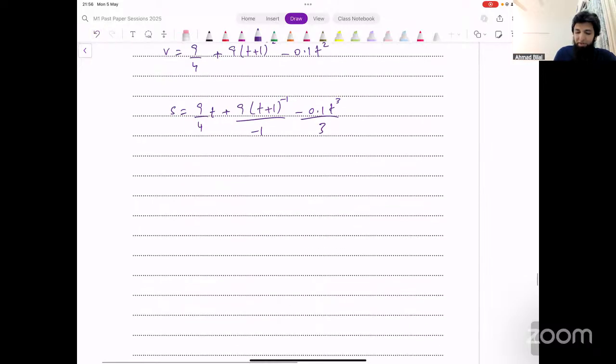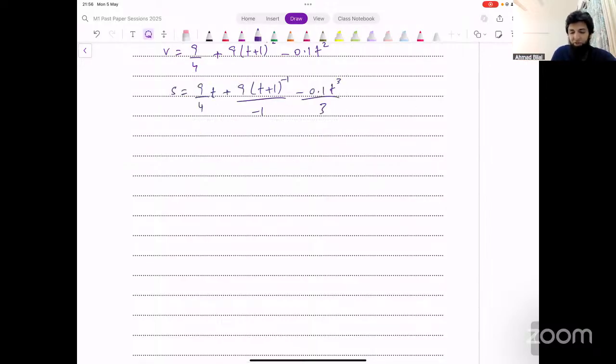That's what the displacement function turns out to be. If we had to find the displacement function, we would put plus c with this as well. But in this case, since we're just going to input limits, we would leave it as it is and simplify this and then input limits. How do you simplify this? It becomes 9 over 4t minus, from here, minus 9, and that t plus 1 could go to the denominator, 9 over t plus 1 minus 0.1 over 3.